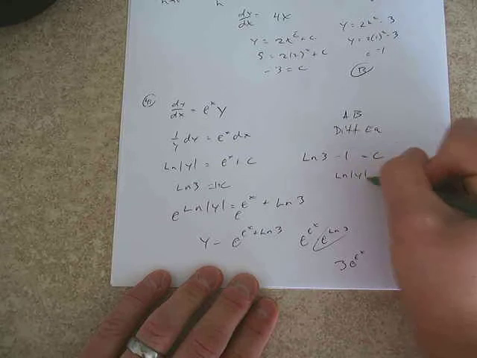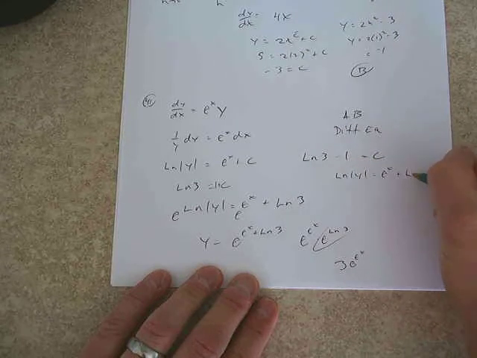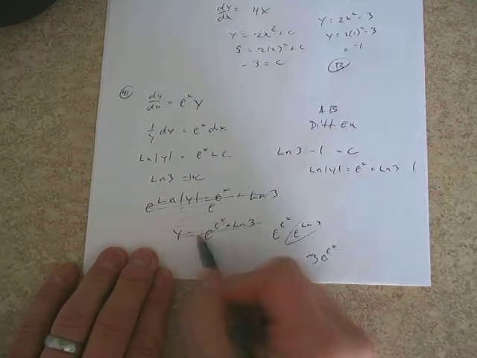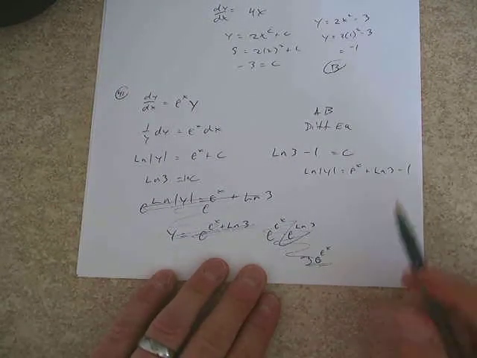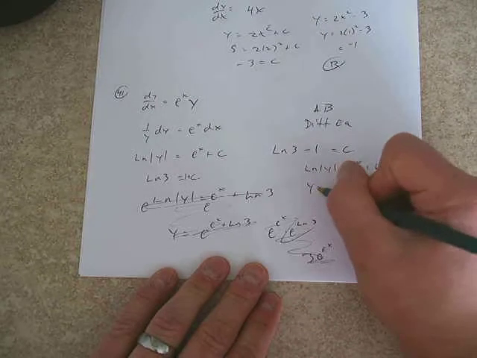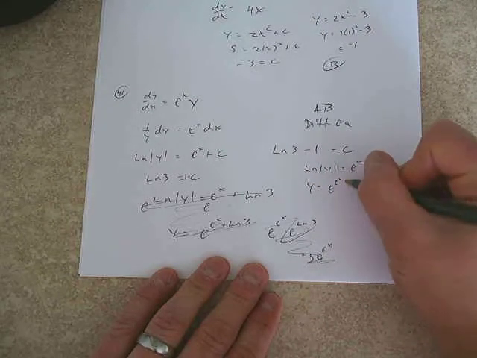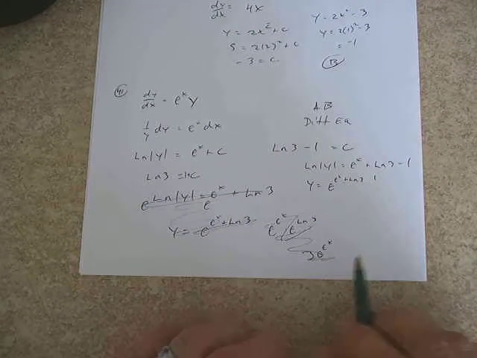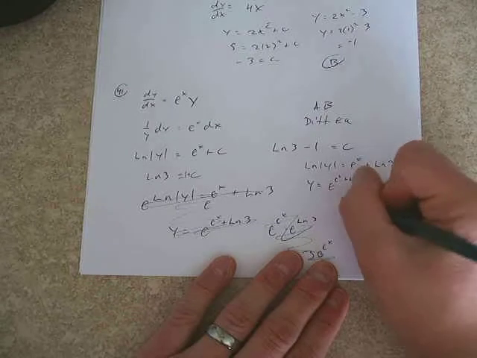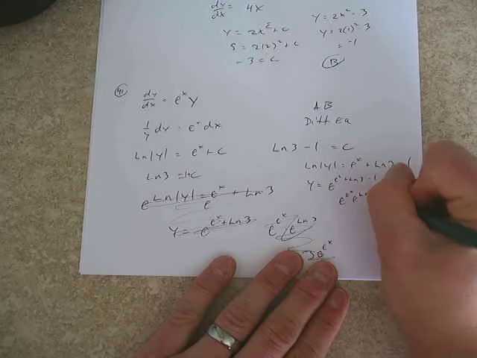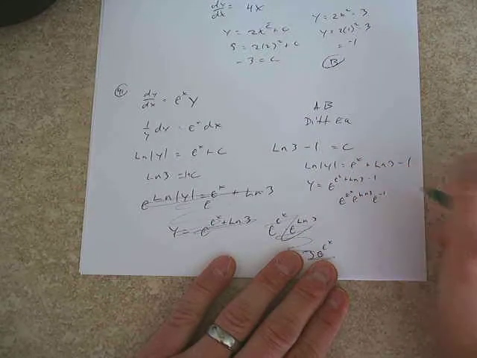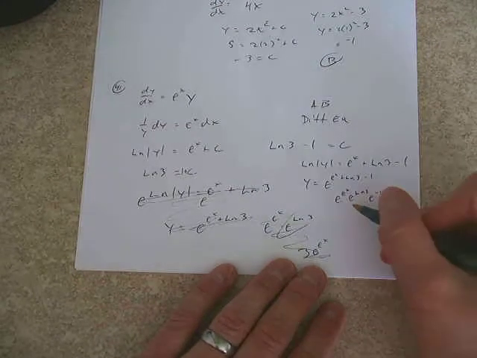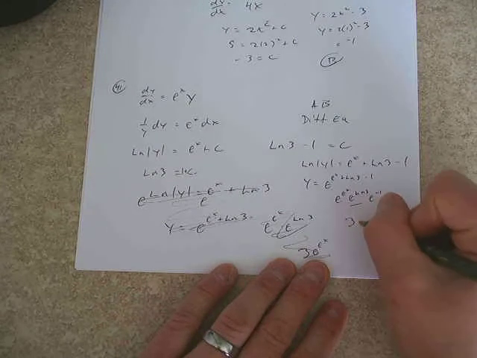So we have ln absolute value of y equals e to the x plus ln 3 minus 1. So we'll just start over again then. Now if we compose both sides with our e function, we're going to get y over here, and this is going to be e to the x plus ln 3 minus 1. And now we use our laws of exponents, and of course the e to the ln 3 part, that's just 3. We'd have 3 e to the x.